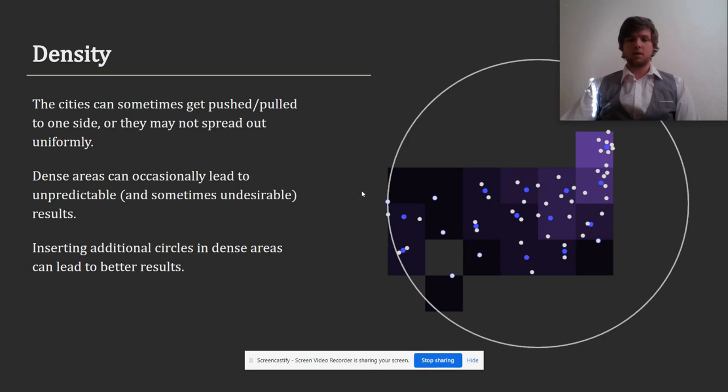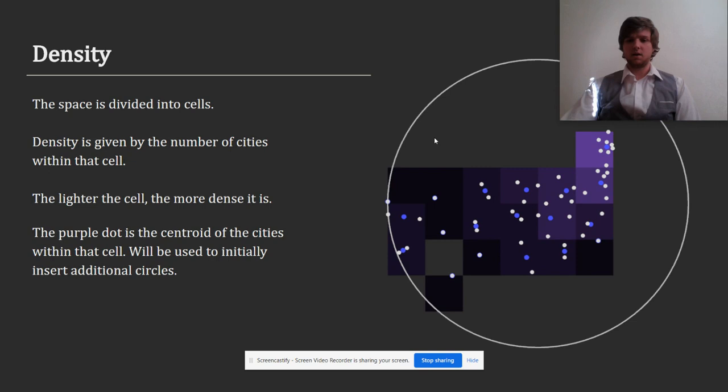Then we took into account density. When we had high density areas and we'd expand our inner ring, the high density areas tended to stick together, and they would stay together as they went towards the outside of the ring, so we'd have large clumpings on our rings. In order to solve this, we gridded off this area, and the lighter the grid is, the more dense it is. And we put more circles inside of those denser areas to help expand out the high density areas and to get a more uniform distribution.